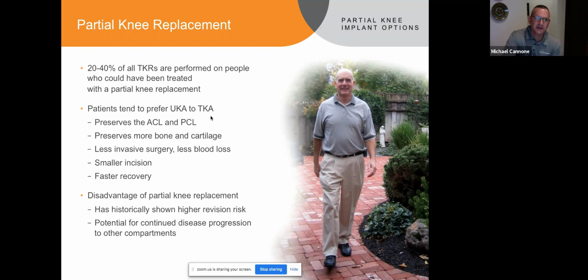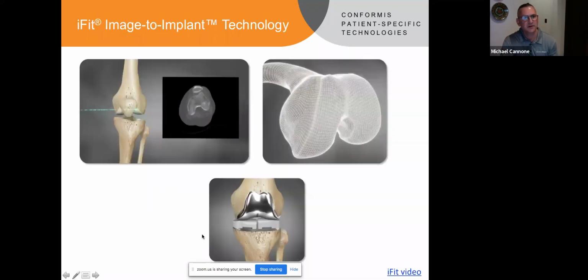In a very young patient though, we would prefer to do the partial first if we could get away with doing it. The disadvantage is that it's been shown to have a higher revision rate, a higher revision risk down the road, and it can become unstable. You can get disease progression in the other compartments in the knee also.